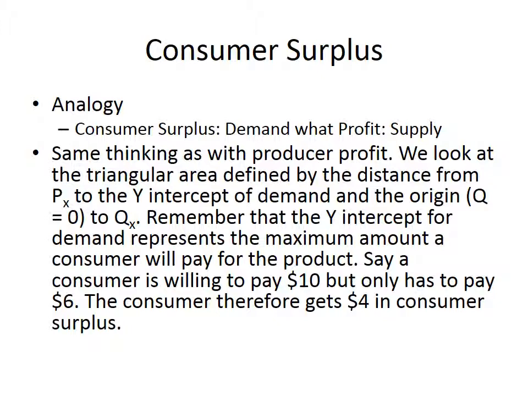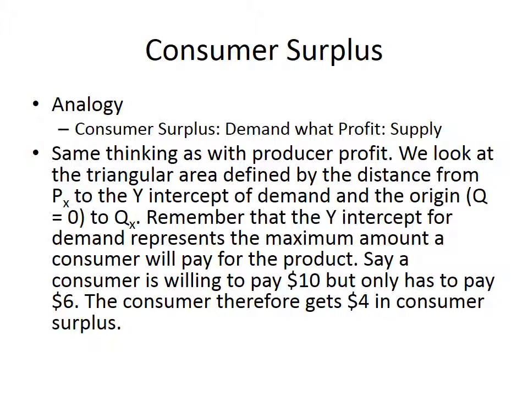And that's what I say down here. It's calculated exactly the same way. Same thinking as with producer's profit. We look at the triangular area defined by the distance from Px to the y-intercept of demand and the origin to Qx. Remember that the y-intercept for demand represents the maximum amount a consumer will pay for the product. Say a consumer, for example, is willing to pay $10 but only has to pay $6. The consumer therefore gets $4 in consumer surplus.